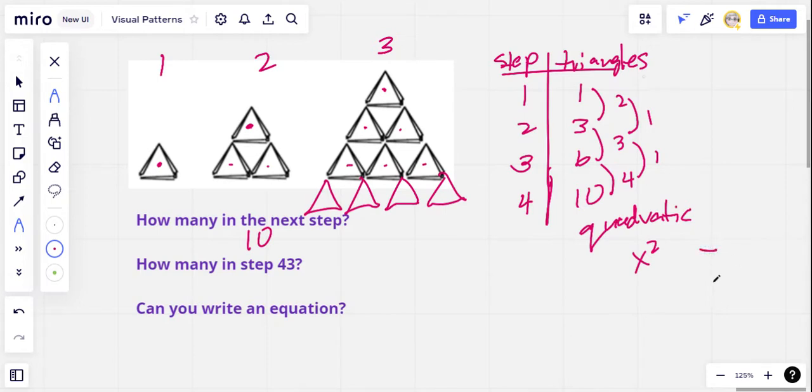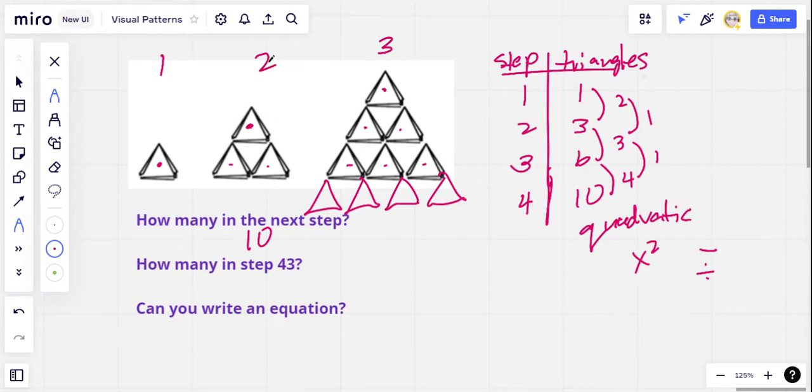I can subtract something, or I can divide it. Maybe I can do both, I don't know. If we subtract something, we'd have to subtract the same thing. So our equation would be x squared minus some number. So let's try to make that work with step number 2.